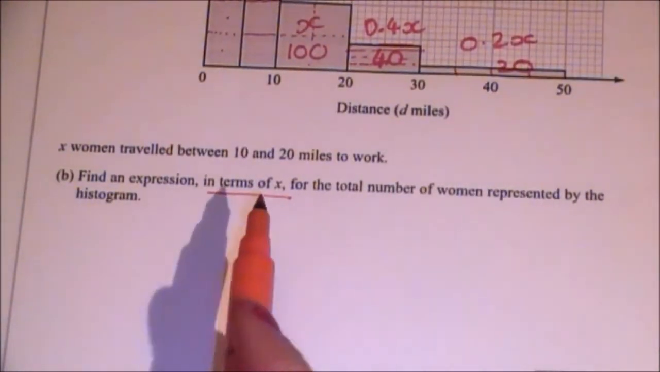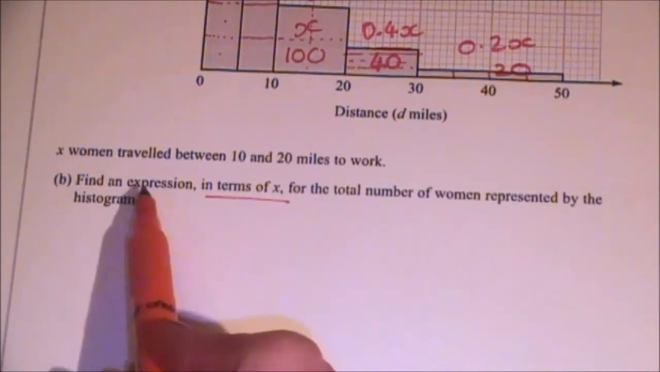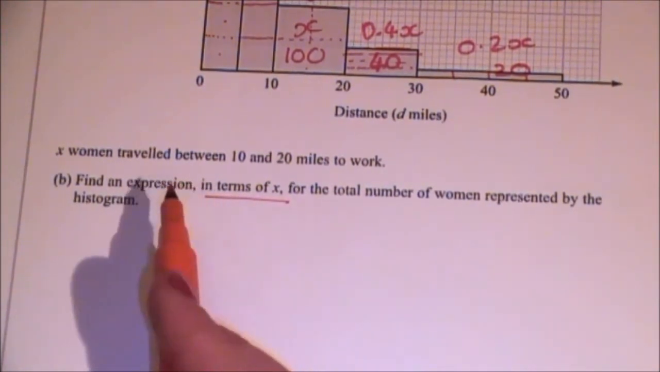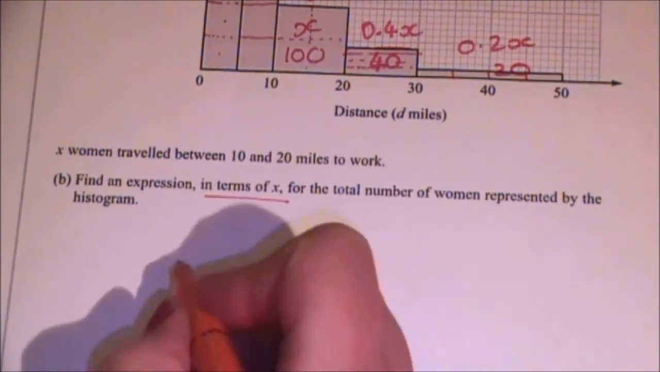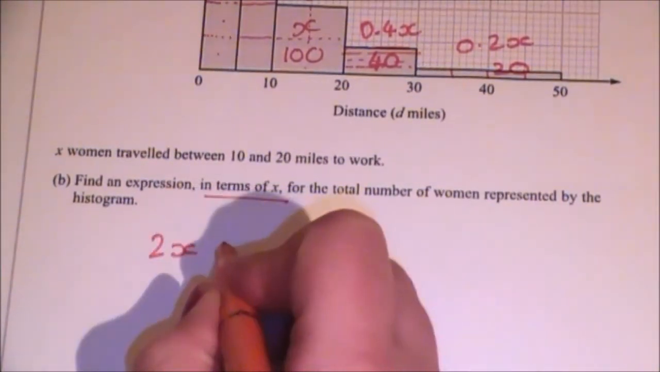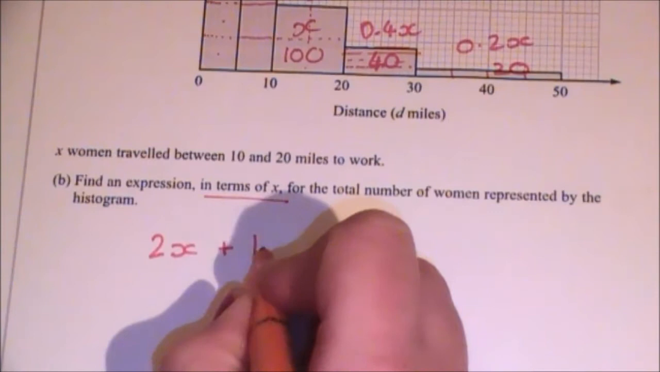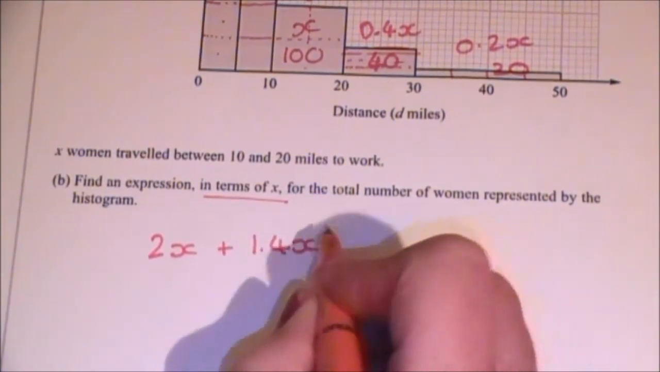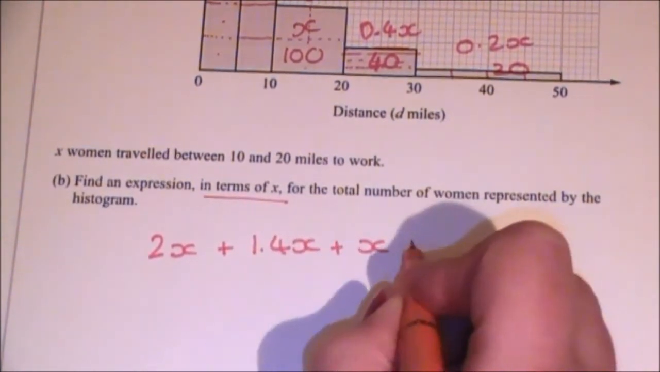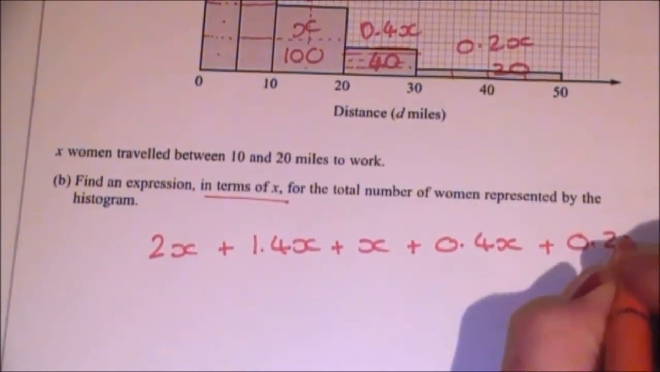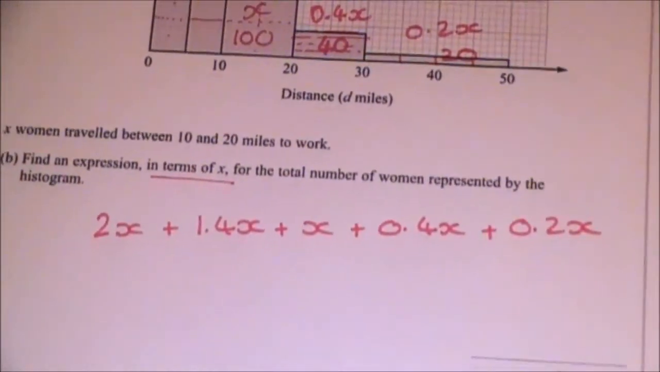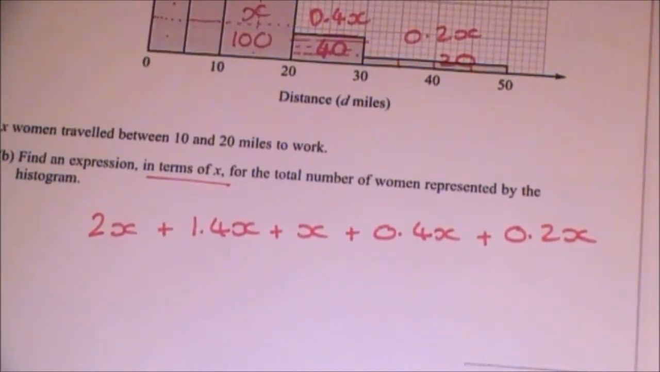Find an expression. So it's an expression, not an equation. There's no equal sign. Find an expression in terms of x for the total number of women represented by the histogram. Well, it's our 2x column plus our 1.4x column plus our x column plus our 0.4x column plus our 0.2x column. And that's it. That's your expression for the total amount. It's a 2-mark question.